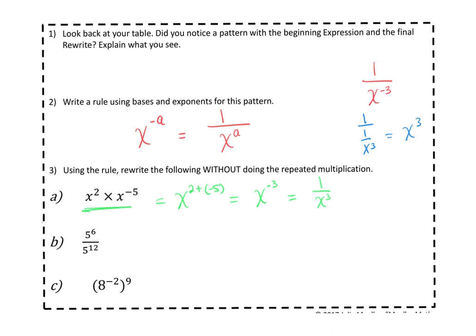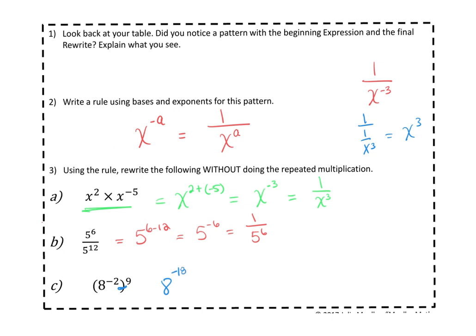Let's look at this one. This rule tells me if I'm dividing, I should subtract. What is 6 minus 12? Just negative 6. So how would I write that? 1 over 5 to the positive 6, right? The rule applies even if you have a power to a power. What is negative 2 times positive 9?